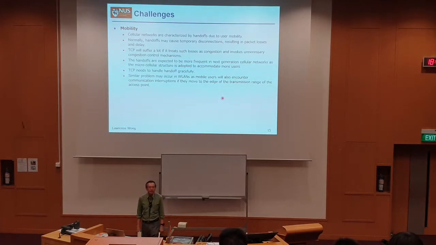The second problem is mobility. When nodes travel around, you have the handoff from one place to another. Normally the handoff will cause temporary disruptions, and that could lead to packet loss. TCP will suffer a lot if it treats such losses as congestion, because it's not congestion, it's packet loss, and it invokes unnecessary congestion control, which means the sender starts shrinking the congestion window. And handoffs are expected to be more frequent in next generation cellular systems, because your cells are getting smaller and smaller.